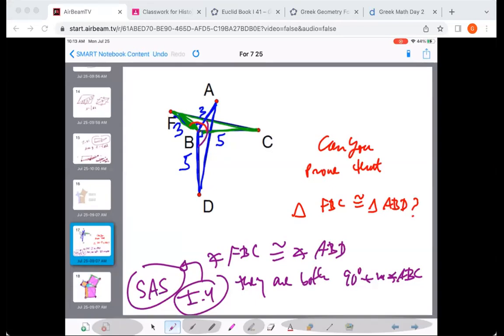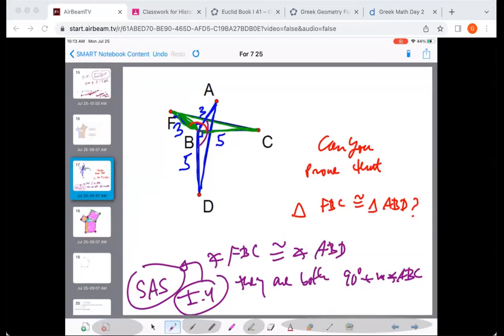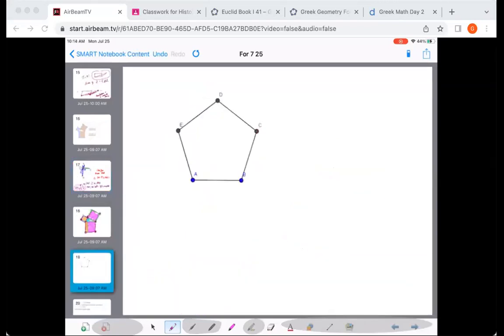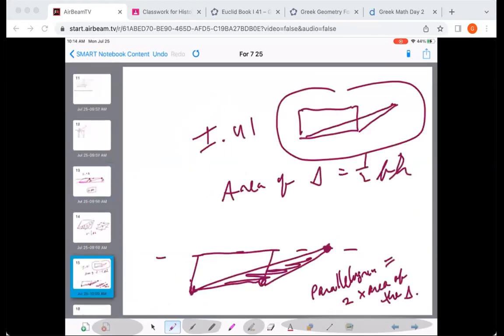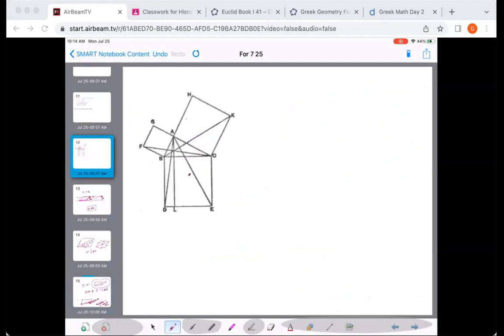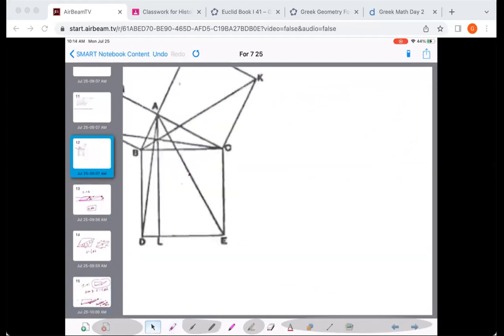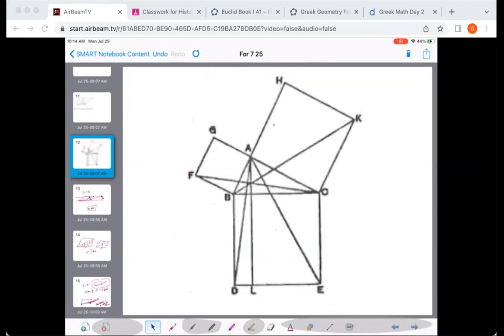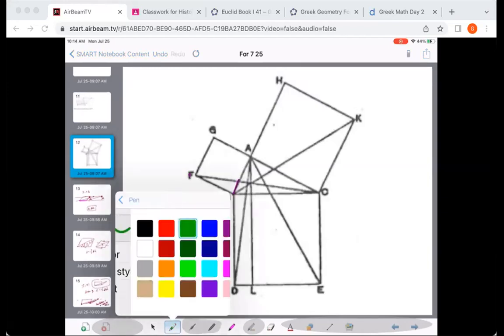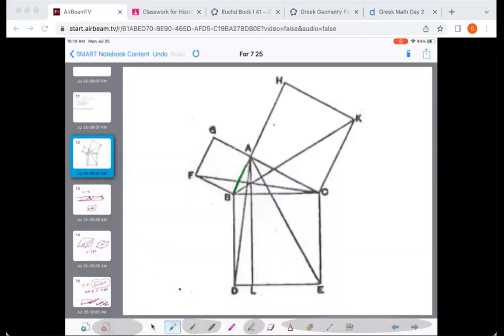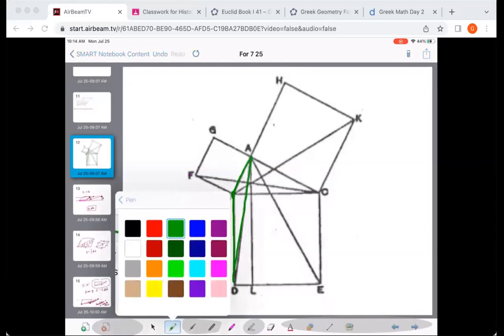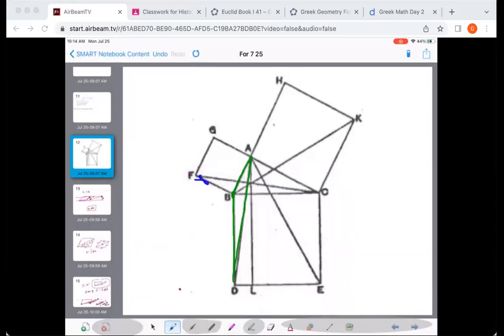Okay, now you say, well, that's a pretty cool thing of 2 triangles. But check this out. In this picture here, here are those 2 triangles. Here's ABD, same letters. And here's FBC.